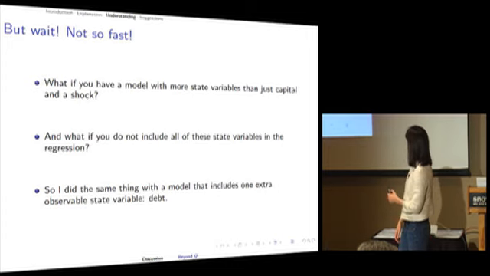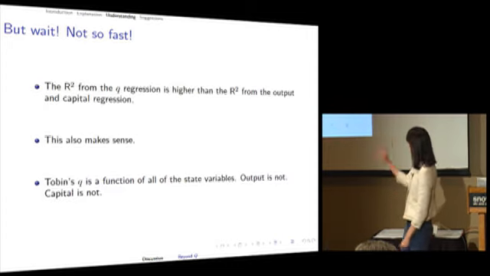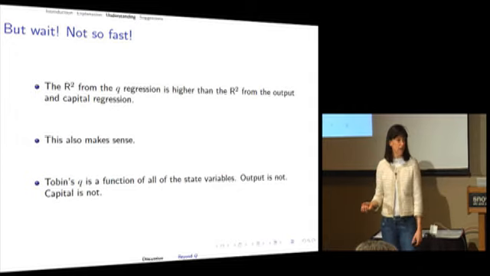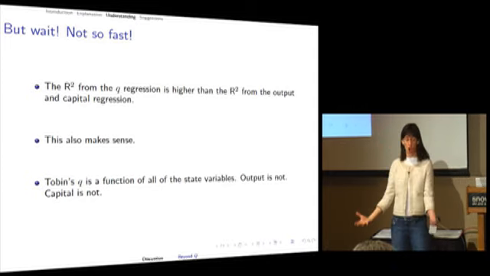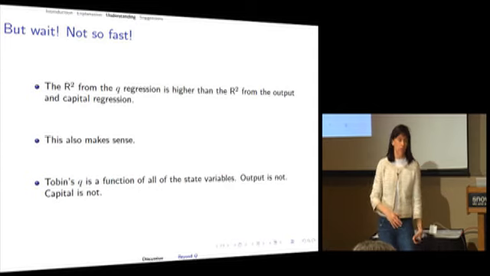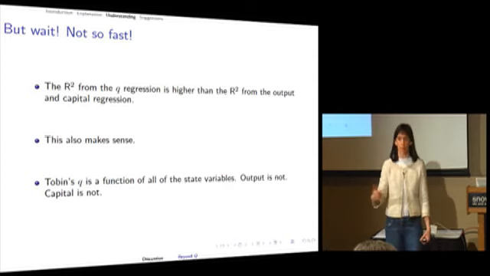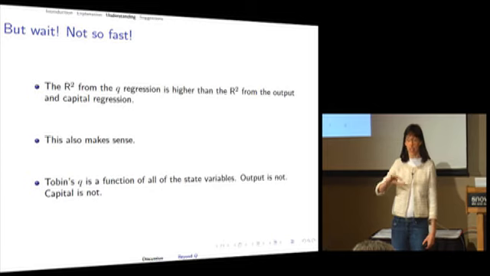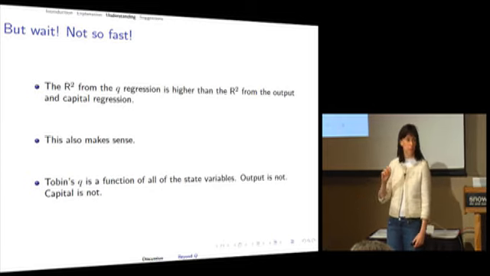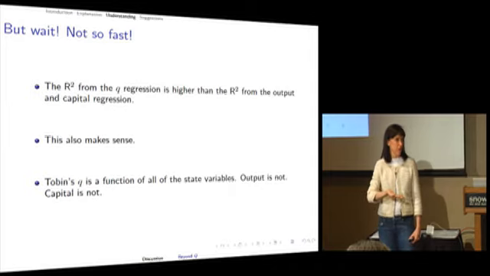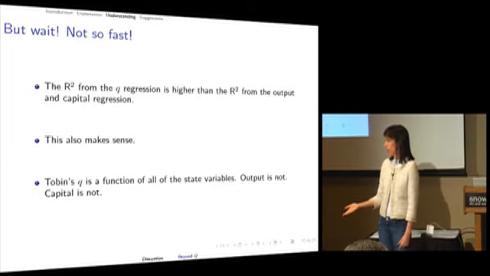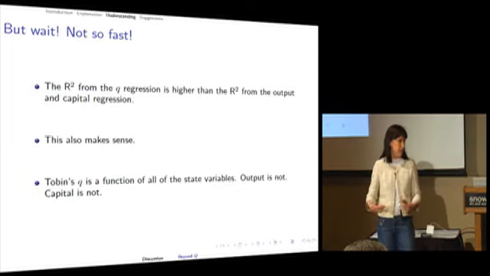So I stuck another one in, debt. And in this case, the R-squared from the Q regression is higher than the R-squared from the state variable regression. Why is that? That also makes a lot of sense. Tobin's Q is a function of all the state variables, and output is a function of 2 state variables. Capital is a function of itself, and so that state variable representation does not pick up as much variation. And so the answer is, theoretically, it's ambiguous. It could go one way, could go the other, depending on how much misspecification there is in the model versus what we see in the data. Fine.